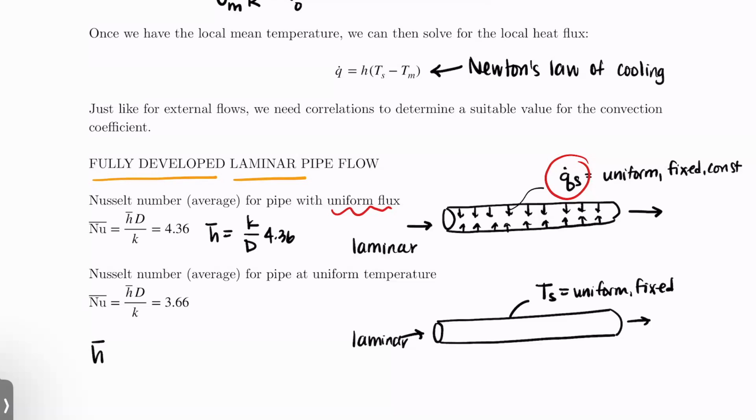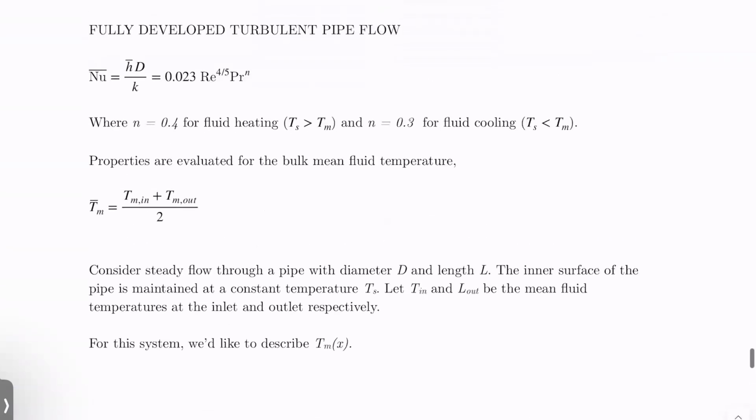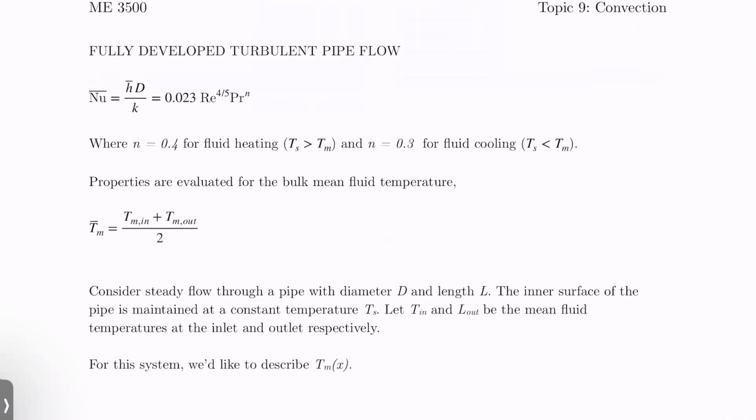All right, and then again, I'm going to solve this equation for h bar. So I have h bar is equal to k over d times 3.66. All right, so far so good. Okay, now we might want to consider turbulent pipe flow.